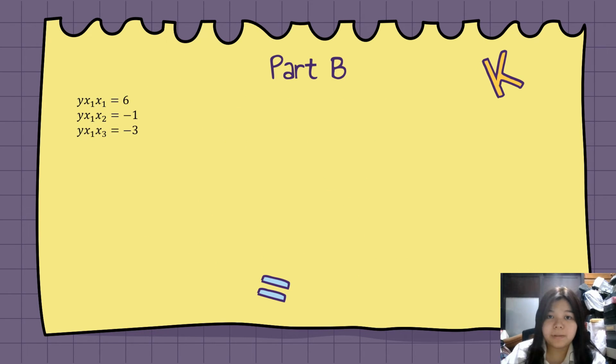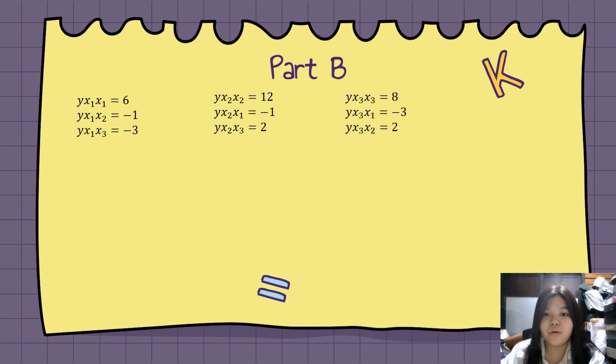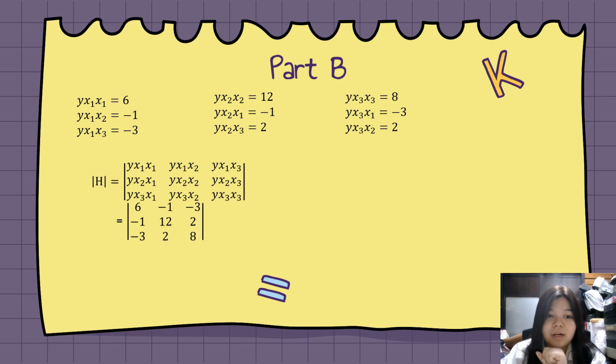For part B, we are going to do the Hessian for the second order condition. So we are going to do partial derivatives again, for the x1, x2, x3 of the y x1 equation, and continuously for x1, x2, x3 of the y x2 equation, and also for x1, x2, x3 of the y x3 equation. So we get nine numbers. From these nine numbers, we are going to put them into the Hessian matrix, following the order y x1 x1, y x1 x2, y x1 x3.